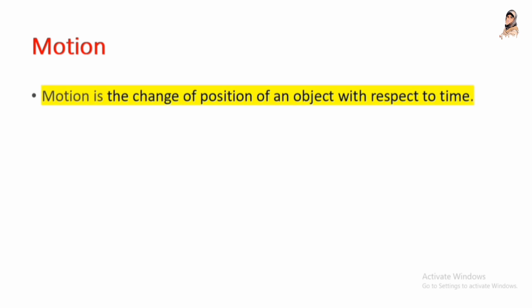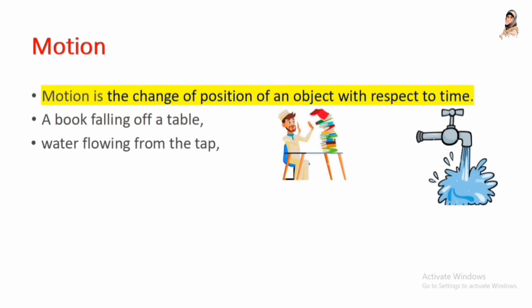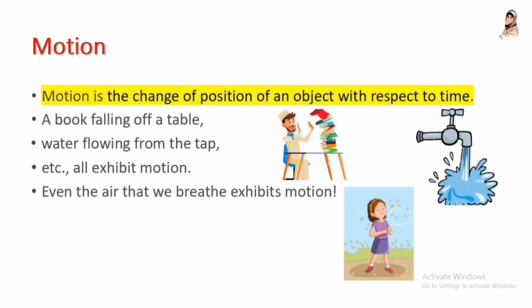Before we discuss types of motion, let's discuss motion. Motion is the change of position of an object with respect to time. For example, a book falling off a table, water flowing from the tap is the example of motion. Even the air that we breathe exhibits motion. So everything in the universe is in state of motion.